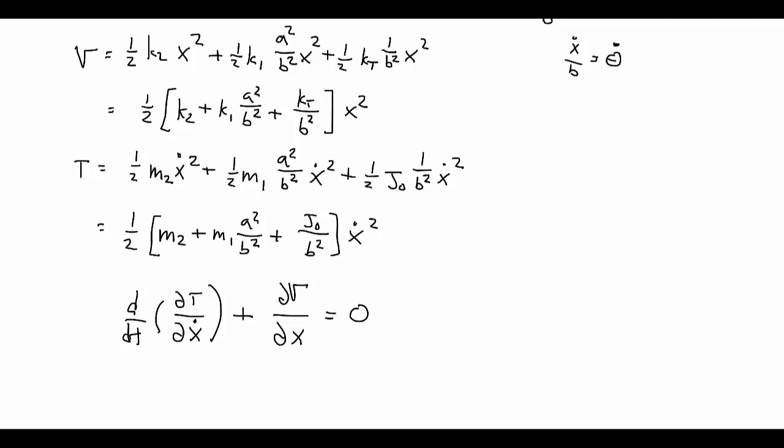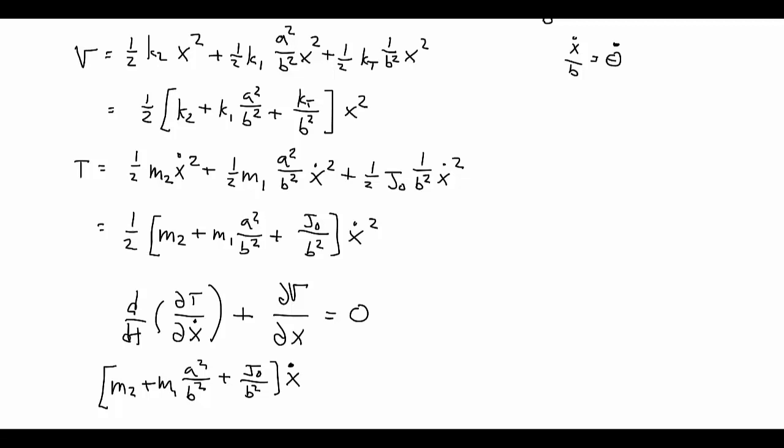All right, so let's do this step. Now, the way we wrote our T and our V is really convenient. Let's start on the inside here, I have a del T del x dot. Remember, when we're doing partial derivatives, anything that we're not differentiating with respect to is considered a constant. So I need to take my T and differentiate it with respect to x dot. Well, I have here an x dot squared. So when I differentiate it, that 2 will come down and cancel out the 1/2, and I will be left with just an x dot. So it's going to be this constant, m2 plus m1 a squared over b squared, plus J naught over b squared, times x dot. All right, so that is after I do the partial derivative.